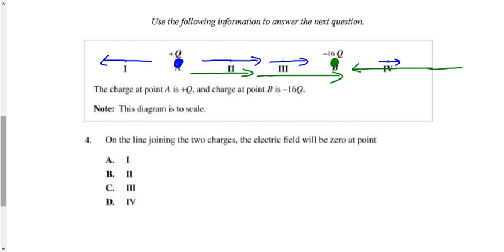But if we look at position 1, the electric field caused by the blue one is smaller than any of those other ones because it's further away. But it's still to the right. It's still toward a negative producer. So which one, 1, 2, 3, or 4, is the net electric field going to be 0 at? 1. It's going to be at position 1, right? The only one possible.